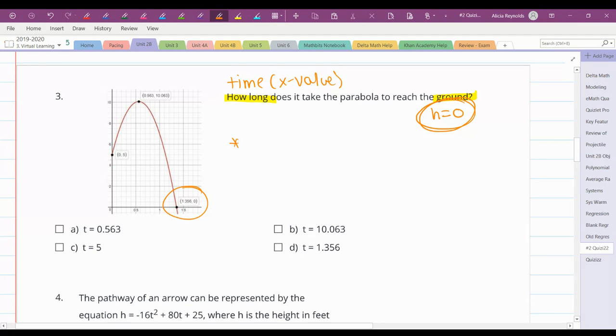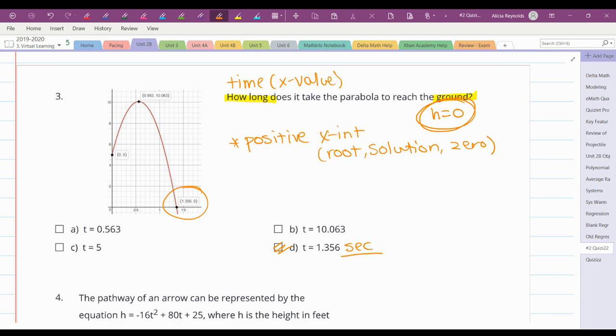So how long does it take the parabola to reach the ground? This is always going to be at my positive x-intercept, root, solution, zero. All of those things. We need to remember those vocabulary words that describe our x-intercepts. So this answer is going to be D. And make sure that we understand that this is typically in seconds. A lot of times it's going to be important for us to remember our units when we're determining the difference between x, which is time, and y, which is height.